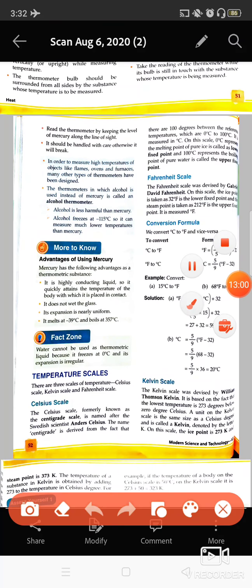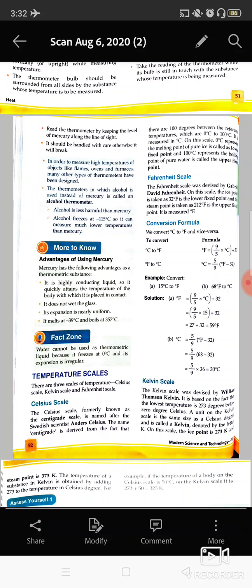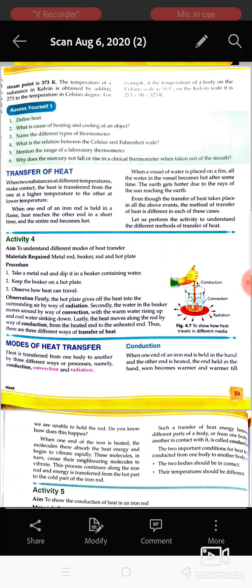See, this is the formula to change the units from one to another. If you have a unit in Fahrenheit, then it can be converted into degrees Celsius by these two formulas. Fahrenheit can be converted into degrees Celsius, or degrees Celsius can be converted into Fahrenheit, by using these two formulas. I would advise you to learn these two formulas, because some numericals are based on these formulas, and these are going to come in your exams.